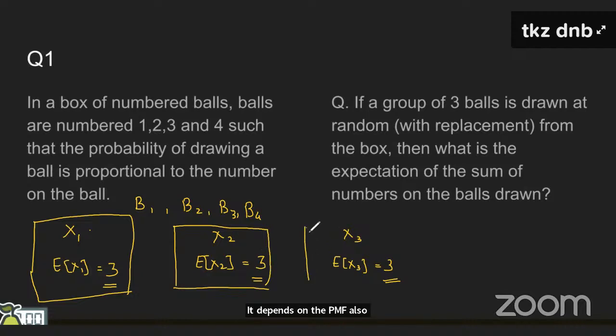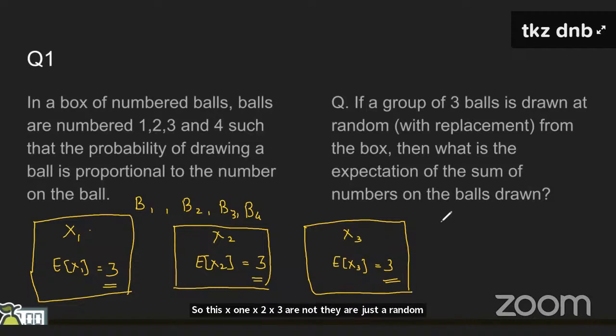Same thing is X3. So these X1, X2, X3 are just random variables which give the number when one ball is chosen. Now, in this case, 3 balls are drawn. So what will be the sum? It will be nothing but X1 plus X2 plus X3. What is X1? X1 is denoting the number on the ball. X2 is the number on the ball. X3 is the number on the ball.